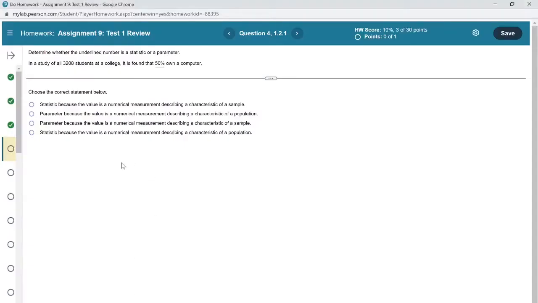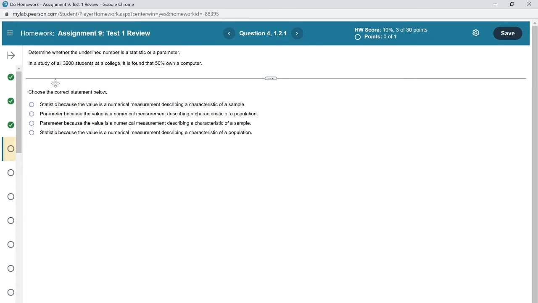Let's go to the next question. Determine whether the underlying number is a statistic or a parameter. If something is taken from a whole population, that is called a parameter. Otherwise, it's a statistic. Okay. In a study of all, so look here, it's all. So it's a population. So it should be a parameter. Okay. So our answer should be either the second or the third.